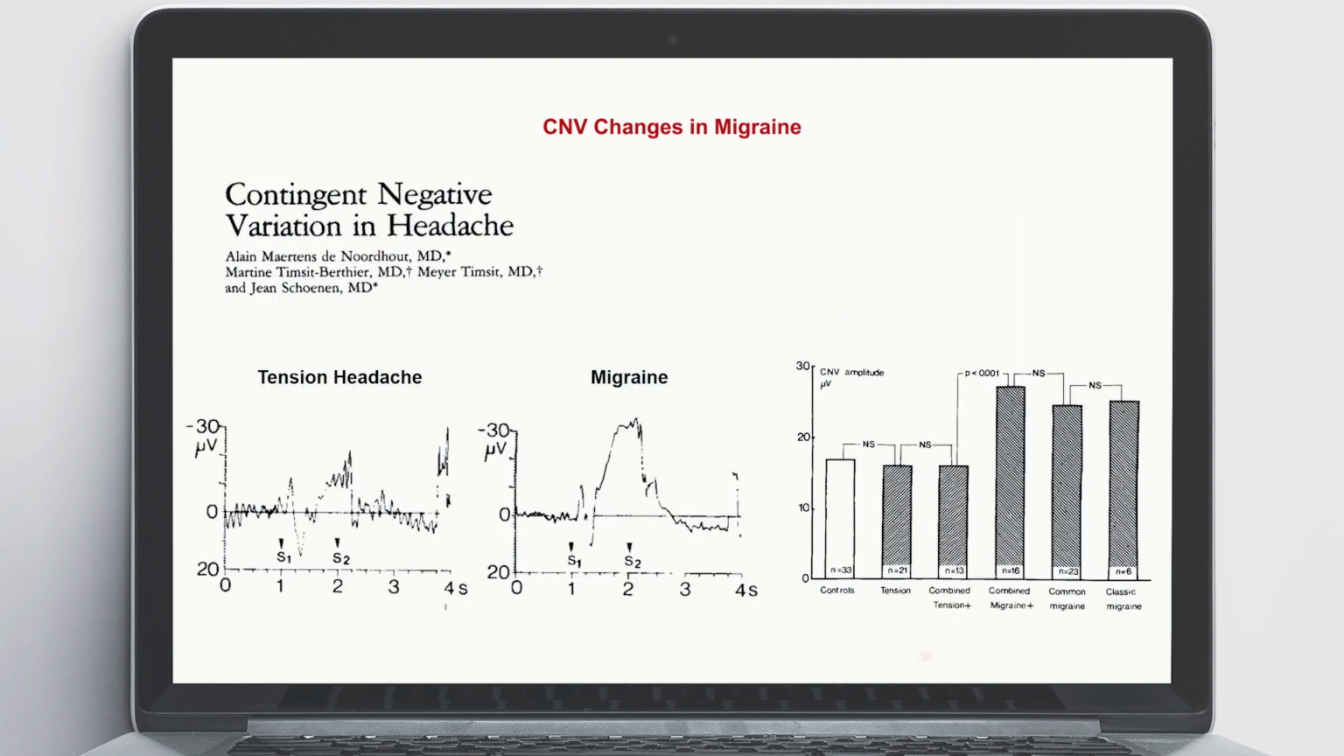In migraines, on the contrary, the CNV amplitude increases significantly between attacks, exceeding the values characteristic of the control group. It allows CNV registration to be used in the differential diagnosis of different headache types. For example, in the case of tension headaches, CNV amplitudes remain comparable to the values that are characteristic of the control group of subjects.